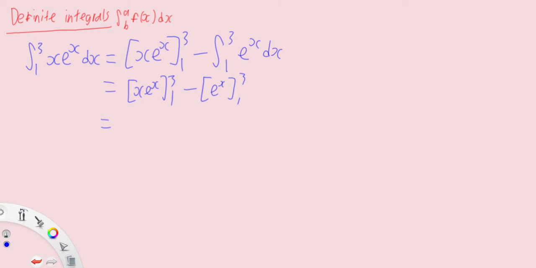Alright, now we put in the values, we get 3e cubed minus e, minus away e cubed plus back e. Then we simplify, you'll get 2e cubed. Alright, now we've covered the limits for integration by parts.